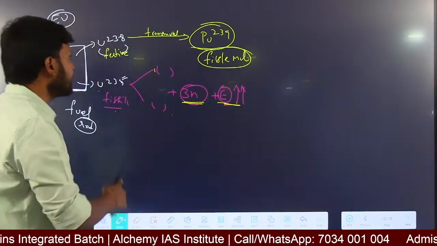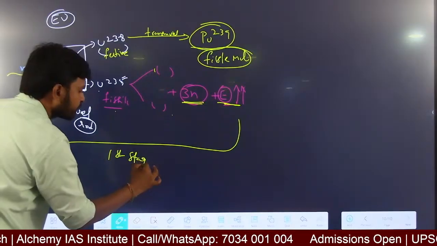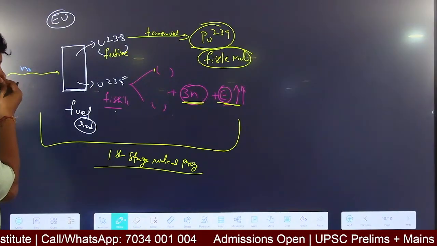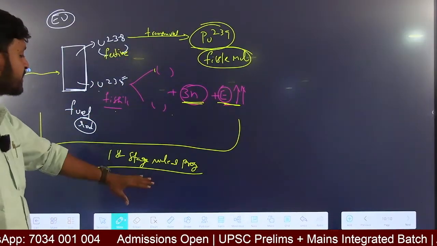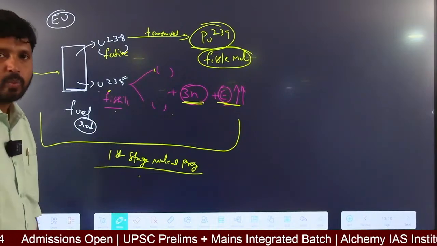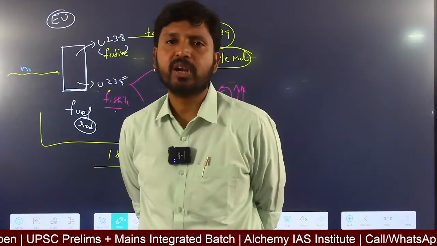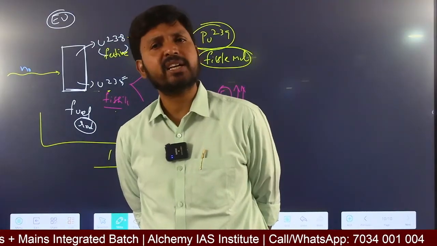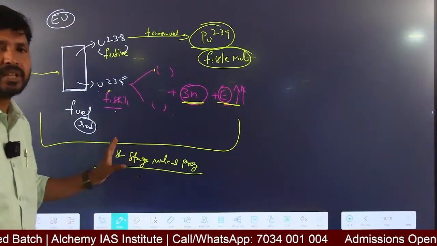So this is our first stage nuclear program. In this first stage, what fuel are we using? Uranium-235 and uranium-238. Within this there are different types of nuclear reactors, like the pressurized heavy water reactor, boiling water reactors, and pressurized water reactors, and the differences between them we'll discuss in a separate video. But for the time being, let's first complete this three-stage nuclear program.